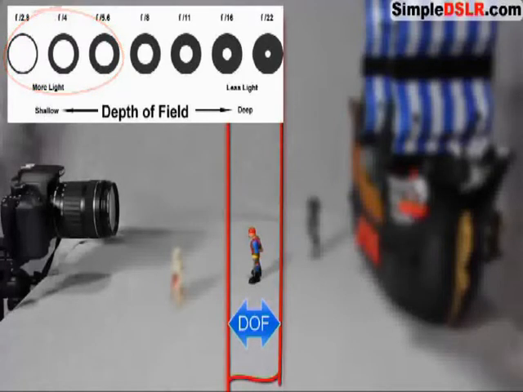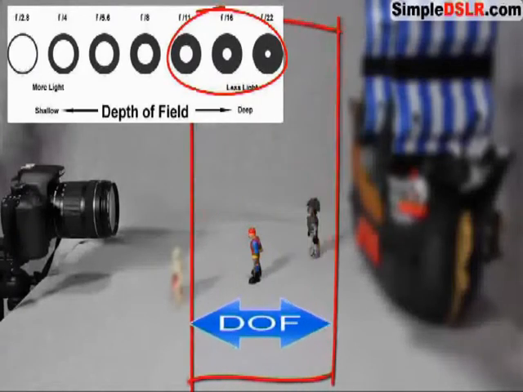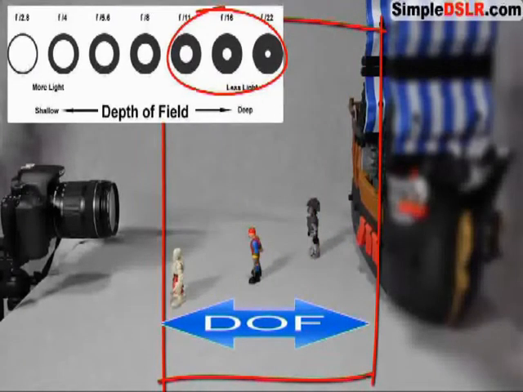But if you increase your aperture numbers, that will decrease the size of the aperture, and therefore it'll widen the area that's in focus, giving you less of a blurred background effect.